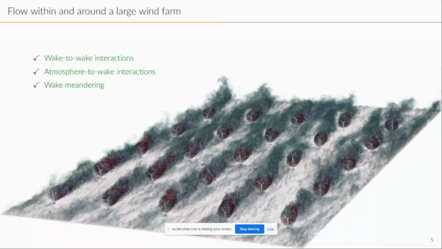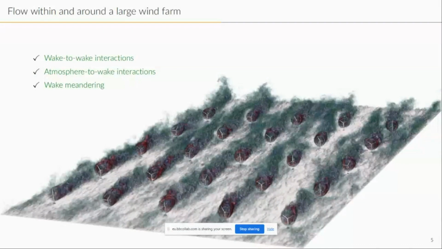Lastly, what's very interesting to observe here is the wake meandering. We can see that some of the turbine wakes are directed differently compared to other ones. They're, let's say, yawed in certain directions, demonstrating the highly turbulent and unsteady nature of the wind farm flow.